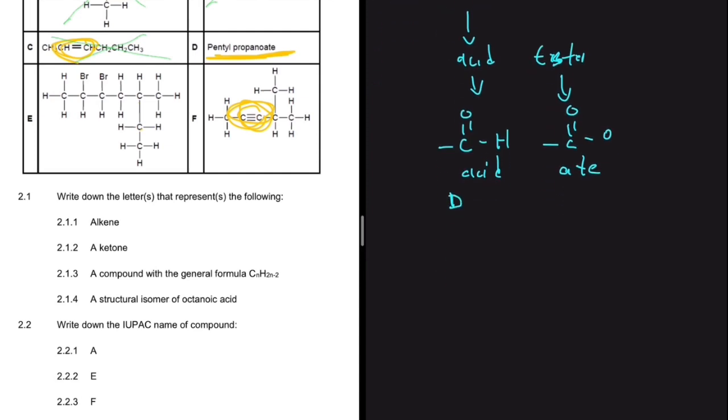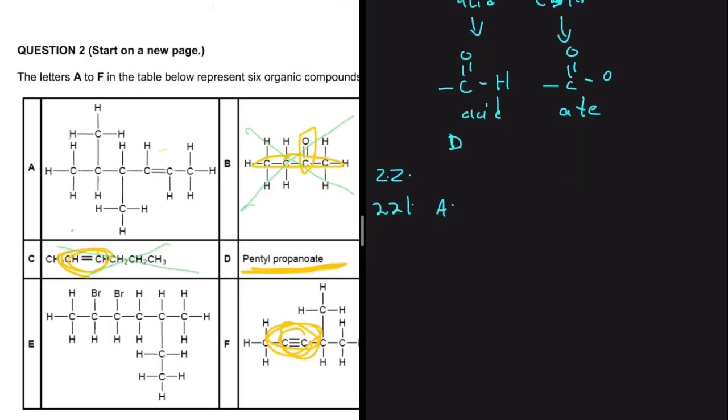And now we can do 2.2. 2.2 starts by saying let's write down the IUPAC name of compound A. So what you want to do first, step number 1, is to identify the longest carbon chain, right? So we have 1, 2, 3, 4, 5, 6. Even if you take any other way, you'll end up with 6, right? So now we know that as part of our name, we should have hex.